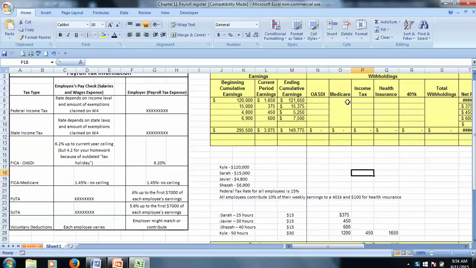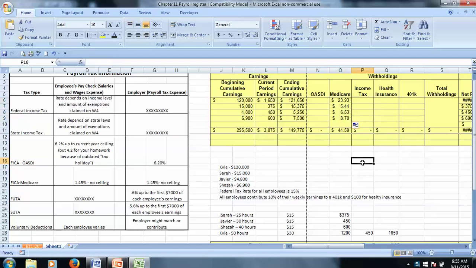However, Medicare has no ceiling, so all of Kyle's current period earnings are subject to the Medicare tax, and the Medicare tax, if we look, is 1.45%. So if we take 1.45% times Kyle's current period earnings, we will see that Kyle must have $23.93 withheld from his paycheck. Medicare does not have a ceiling for any of the employees, so we can go ahead and click and drag for Medicare.